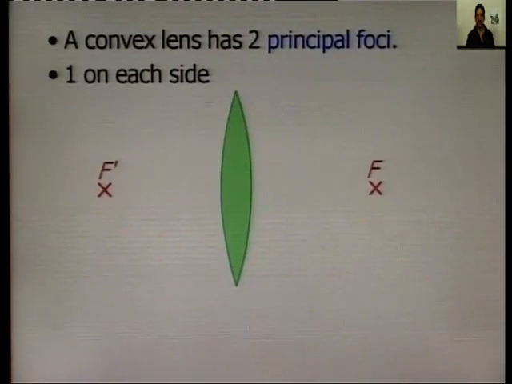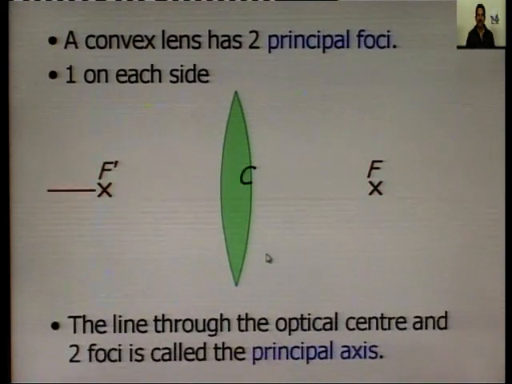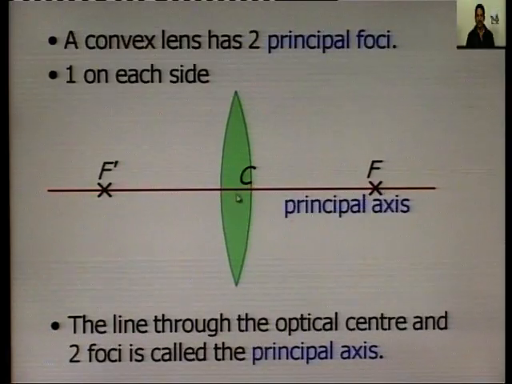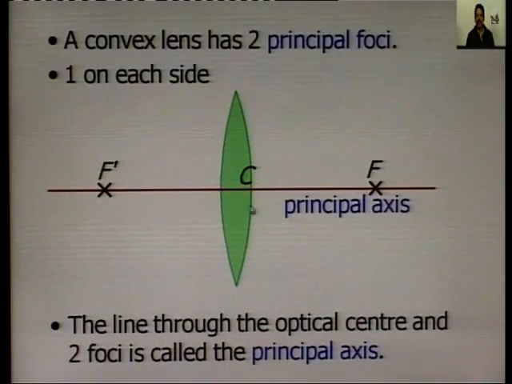A convex lens, as I have already discussed, has got two principal foci, one on each side. F and F prime are the two principal foci of this convex lens, and the line through these principal foci and optical center is called principal axis. So, this red line is called principal axis passing through these two focal points and the optical center of the lens.